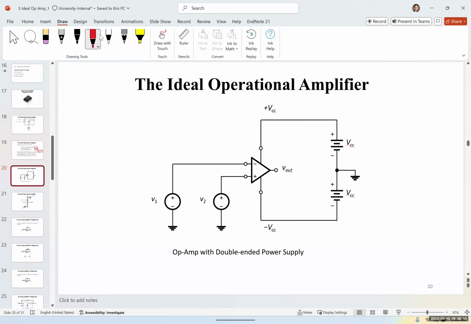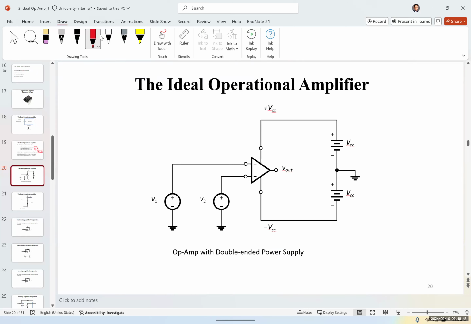This is a schematic for an ideal op-amp. Usually the negative input is connected to one voltage source, the positive could be connected to another, or we could simply ground one of the inputs. And the positive power supply is connected to the positive VCC. Negative power supply is connected to negative VCC. And you're going to see in the lab that the way that we connect these two is actually like this.